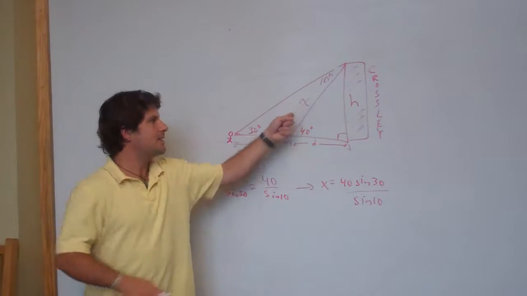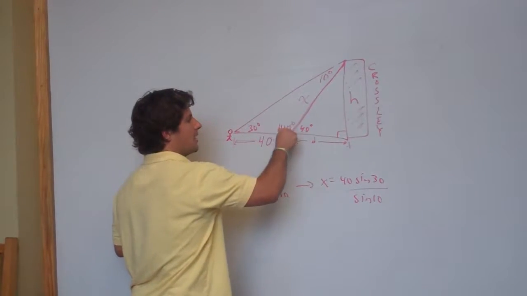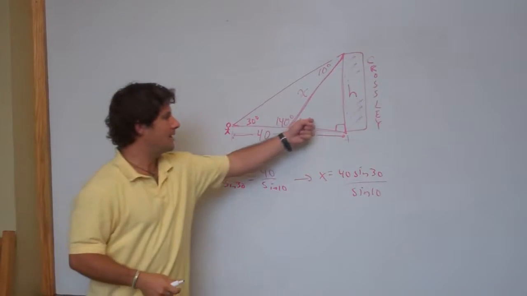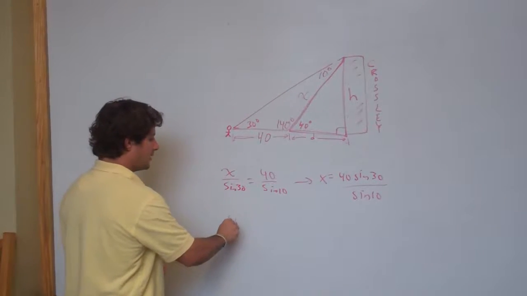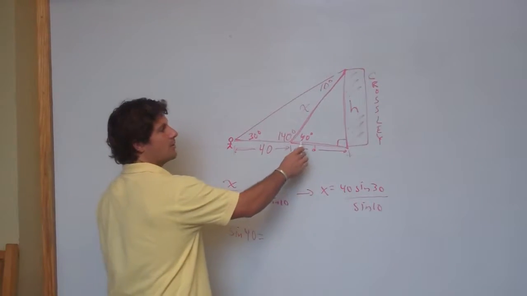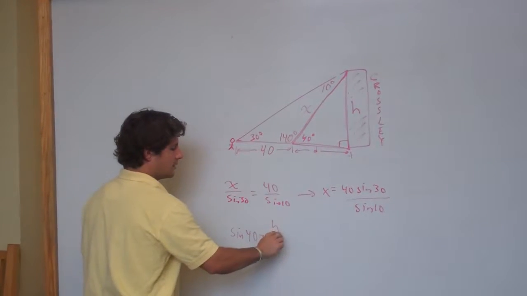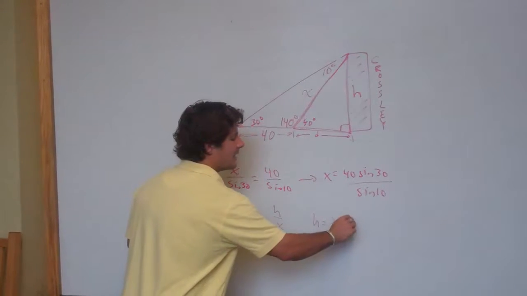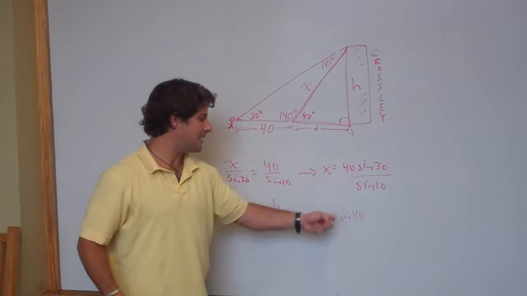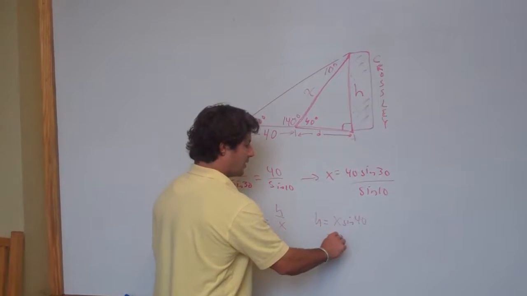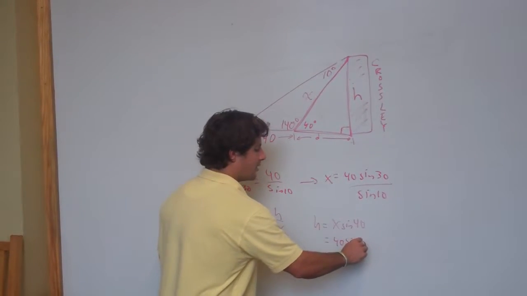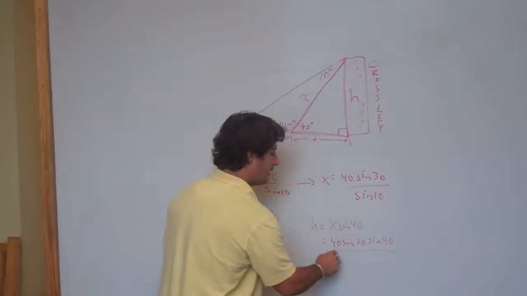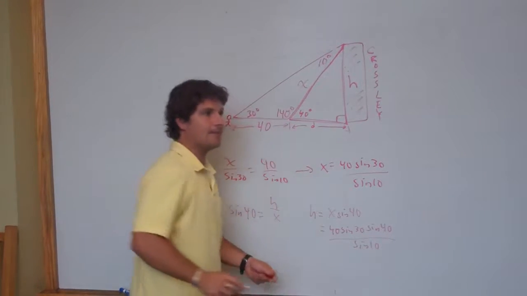Well, now that I have x, I can focus primarily on this inner triangle and use sine and cosine. So looking at this angle, I know that sine of 40 is equal to the opposite over hypotenuse. So we get h equals x sine 40. Substituting our value for x in, we get that this equals 40 sine 30 sine 40 all over sine 10.